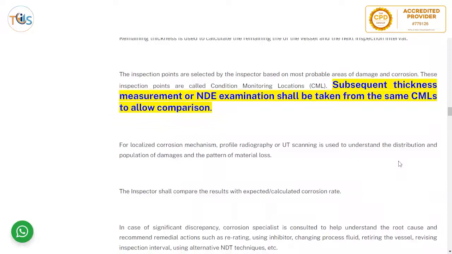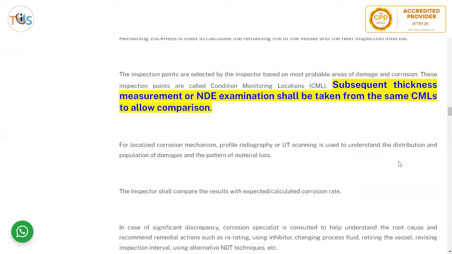Subsequent thickness measurement or NDE examination shall be taken from the same CMLs to allow comparison. So obviously you need to take the same measurements that were taken in the last inspection interval so that you can compare the wall thinning or the loss of thickness due to corrosion during the inspection interval, and determine and calculate the annual corrosion rate and the future inspection interval.